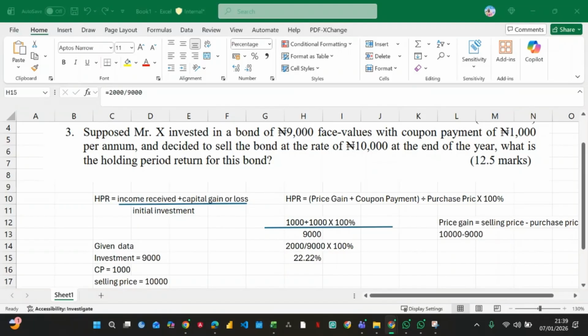So this is the answer. So the HPR for this is 22.22%. Finished. You have solved that question, and that question is 12 marks.